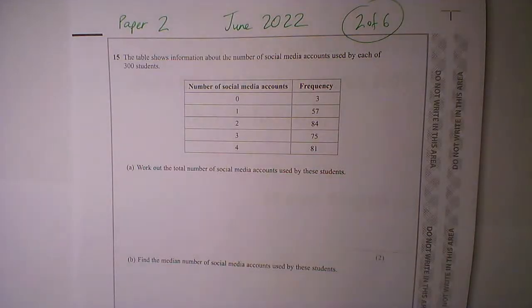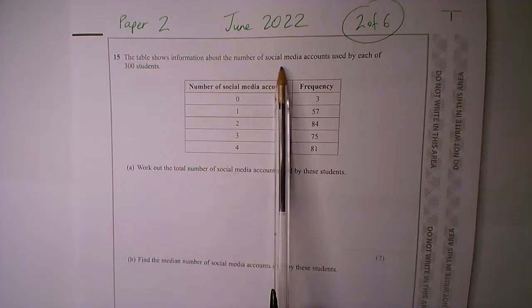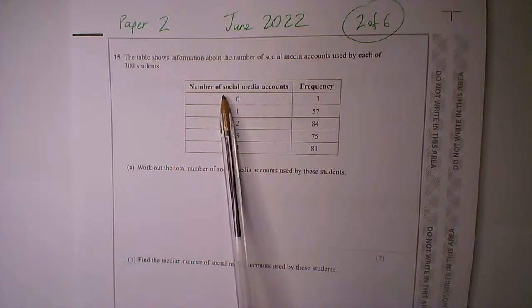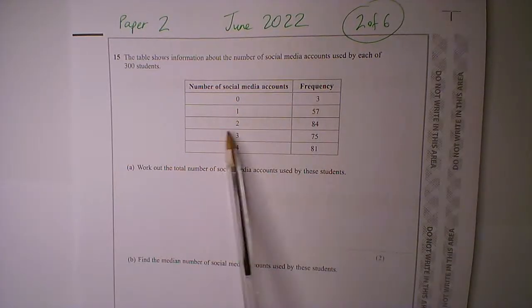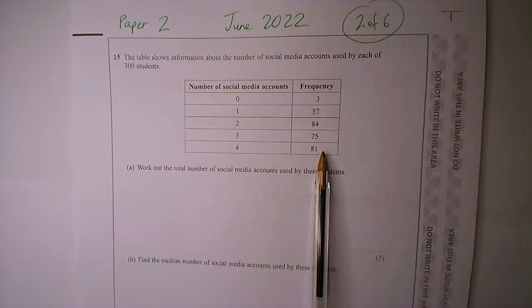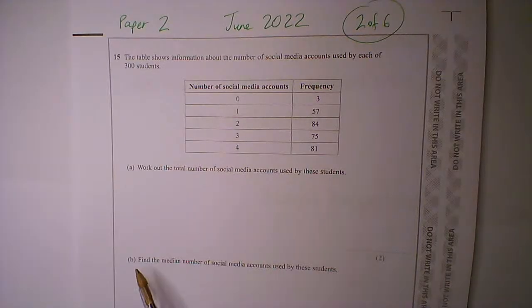Now with this question, think about what is similar and what is different. So question 15, the table shows information about the number of social media accounts used by each of 300 students. So we've got number of social media accounts and frequency: 0, 3; 1, 57; 2, 84; 3, 75; 4, 81. Work out the total number of social media accounts used by these students. And then part B, find the median number of social media accounts used by these students.